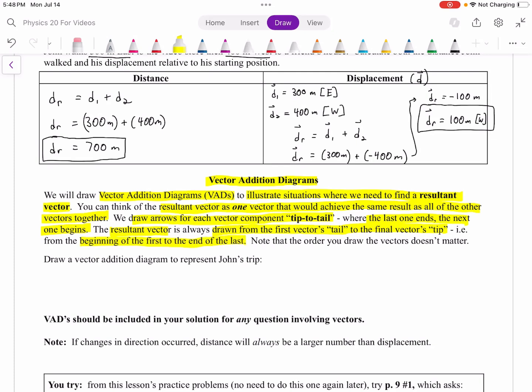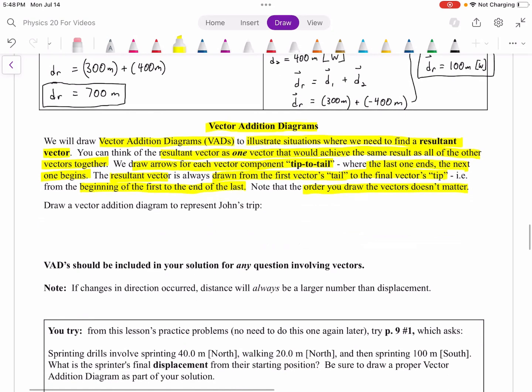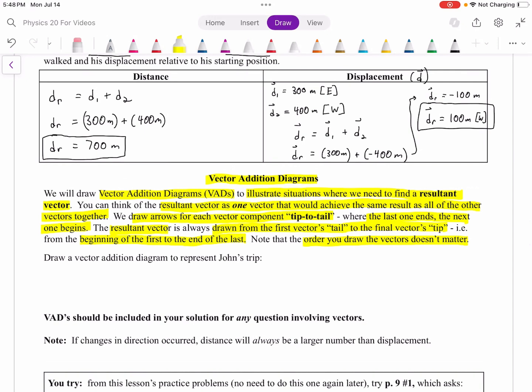And the order you draw them, the order you add them, actually doesn't matter. I'll show you that when we do this here. So we now want to draw a vector addition diagram to represent John's trip. So we just draw the vectors. In this case, our vectors are displacements. We're just going to draw them as arrows, okay?